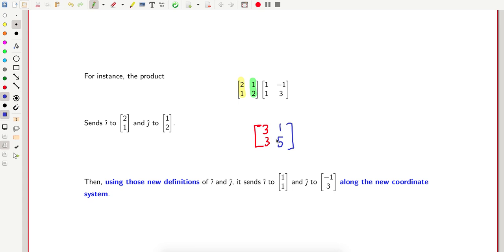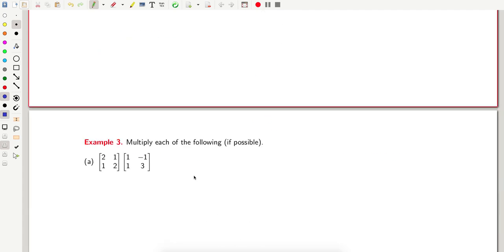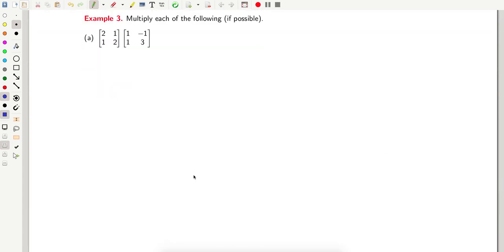So we'll take a look at the matrix multiplication the way we did in the last video as well. Our first one, I believe, is that problem. Multiply each of the following if possible. So we have 2 columns here, 2 rows here. That's good. We want that to happen. We're going to separate here, and we're going to take 1, 1, and we're going to multiply this matrix by that 1, 1. That's where i hat ultimately is going to end up.